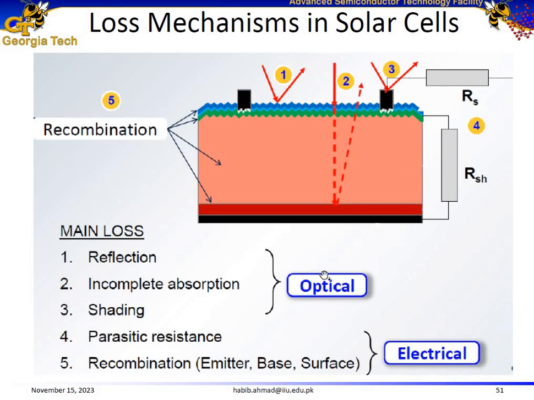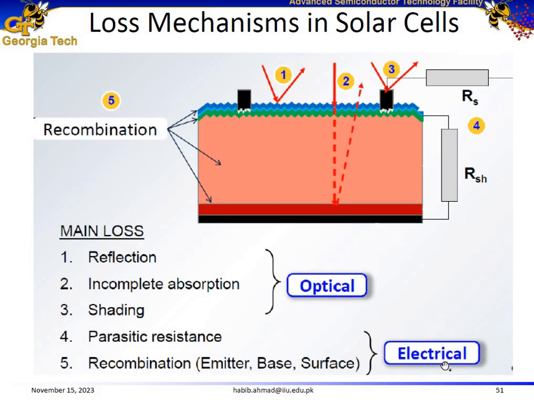Loss mechanisms in solar cells could be optical or electrical. One of the reasons for losses is reflection. For example, light can be incident on this surface but might be reflected back. The second is incomplete absorption. If the energy of the incoming light is smaller than the band gap of the semiconductor, it is going to travel through the semiconductor, but it might be reflected back and out into the outer atmosphere. Another reason could be shading. We have electrical contacts, and light is going to be reflected from these electrical contacts.